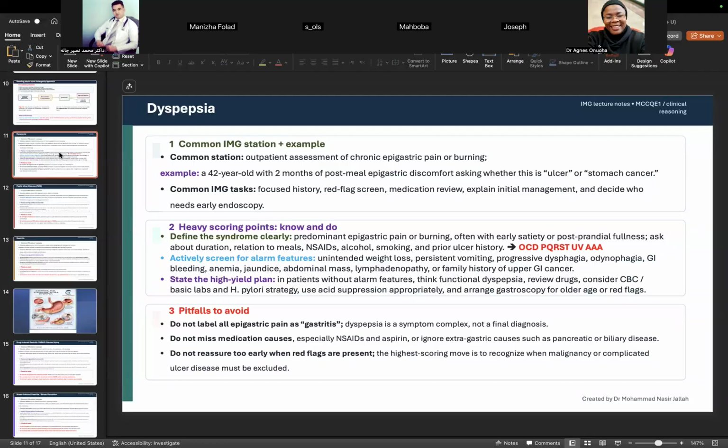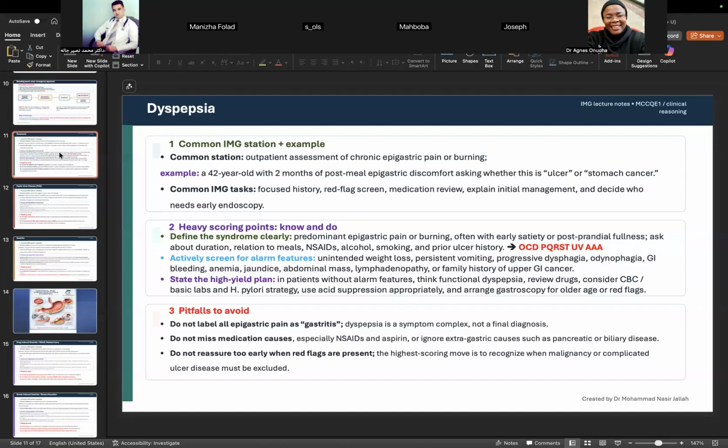State the high yield plan. In patient without alarming feature, think functional dyspepsia. Review the drugs, consider the CBC, basic labs, and H. pylori strategy. Use acid suppression appropriately and arrange gastroscopy for the older age. If the patient is over 65, but if the patient is less than 65 and does not have the red flags or alarming, forget about endoscopy.